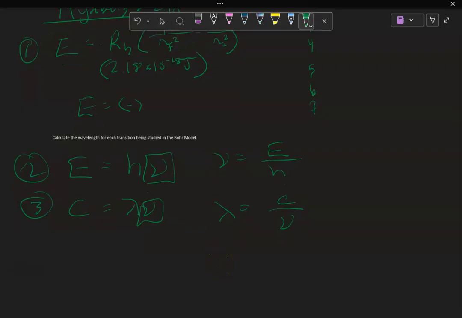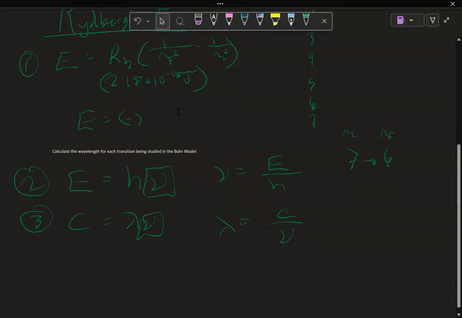Now, again, these transitions can be 7 to 6, 7 to 5, 7 to 4. This represents your n initial, and this represents your n final, so that you know how to plug that back into Rydberg's equation, which is above.